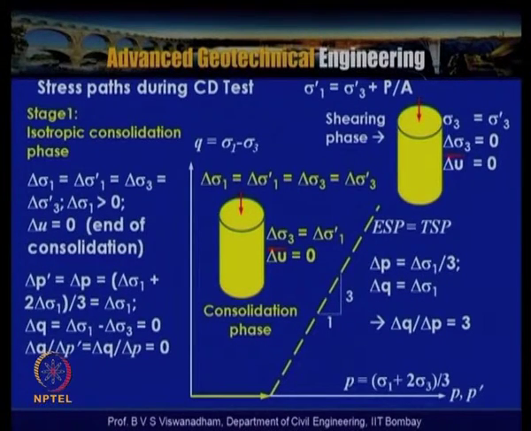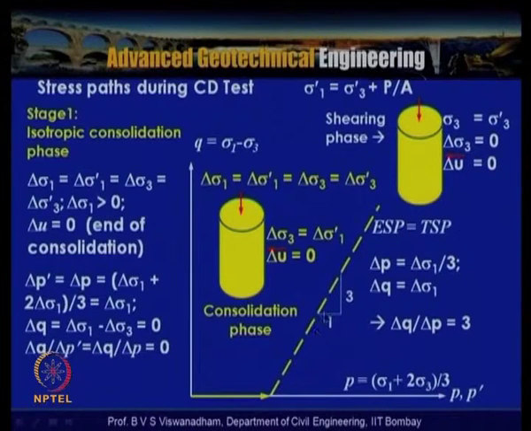With that, delta p dash = delta p = (delta sigma 1 plus 2 delta sigma 1) by 3, which simplifies to delta p = delta sigma 1, and delta q = delta sigma 1 minus delta sigma 3. As delta sigma 1 is equal to delta sigma 3, delta q is equal to 0. So delta q by delta p dash = delta q by delta p = 0. Because the slope is 0, it passes along the p dash axis, that is the q = 0 line, and subsequently the sample is subjected to shearing.